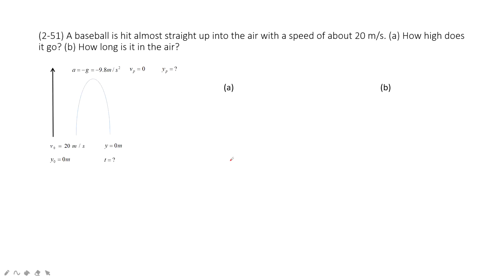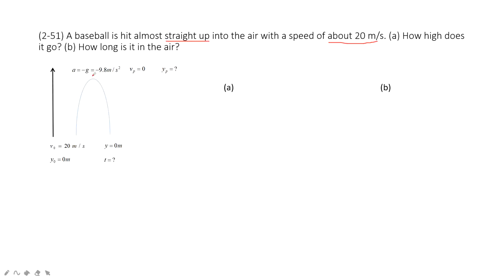In this one, I suggest you draw a picture to understand what happens. It tells us we have a baseball headed straight up. So this is a keyword. It tells us the initial velocity is up, with a speed of about 20 meters per second. That tells us the magnitude of the initial velocity. Since the baseball just moves up, how high does it go?